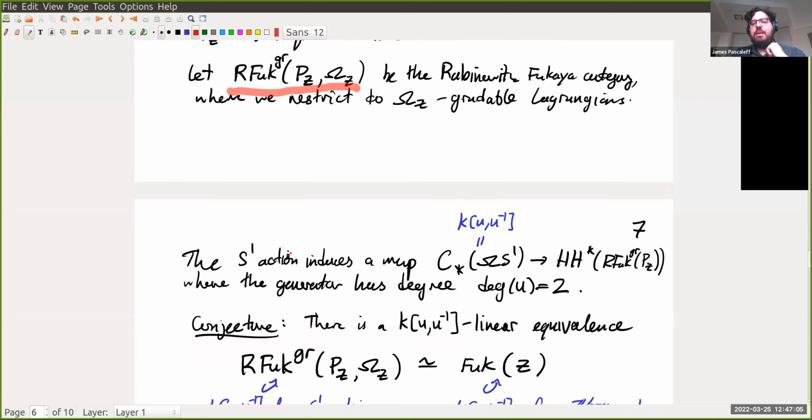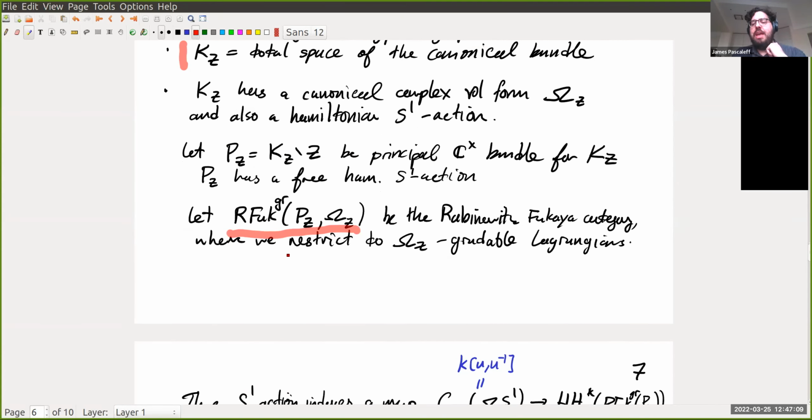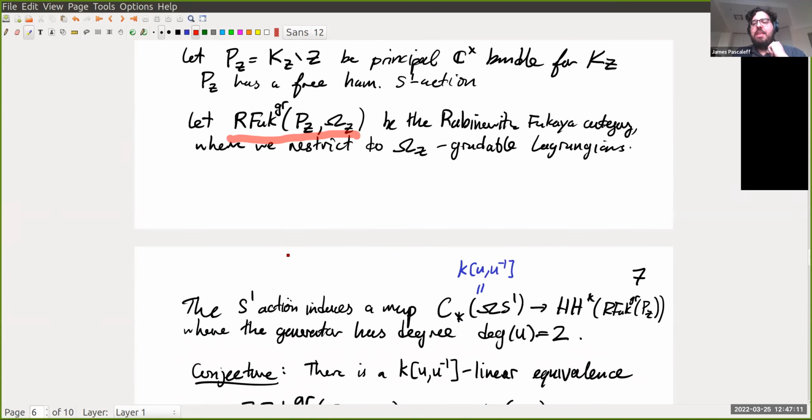Okay, and here's the thing. Another thing that you could notice is that there's this S1 action, and this S1 action gives you an interesting operator on this Rabinowitz-Fukaya category. In general, when you have a Hamiltonian S1 action, you get this action of the Laurent polynomial algebra, which you think of as chains on the based loop space of S1. One kind of strange thing perhaps here is that the degree of the generator is 2.